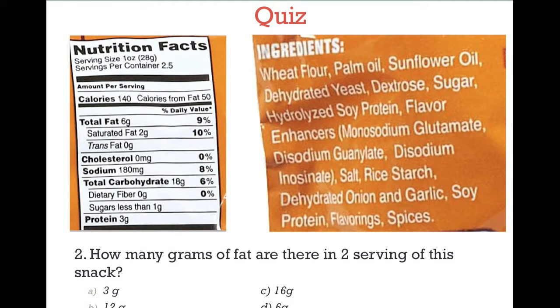Question number 2. How many grams of fat are there in 2 servings of this snack? To answer this question, look at the total fat and the servings per container. There are 2.5 servings in this whole bag. But if we eat 2 servings of this snack, I would need to multiply 2 by the total grams of fat, which is 6 grams, to get my answer of 12 grams of fat. So how are you doing so far? There's still a few more questions left.